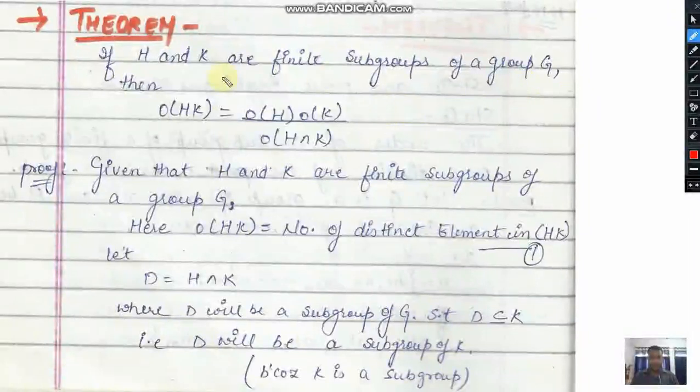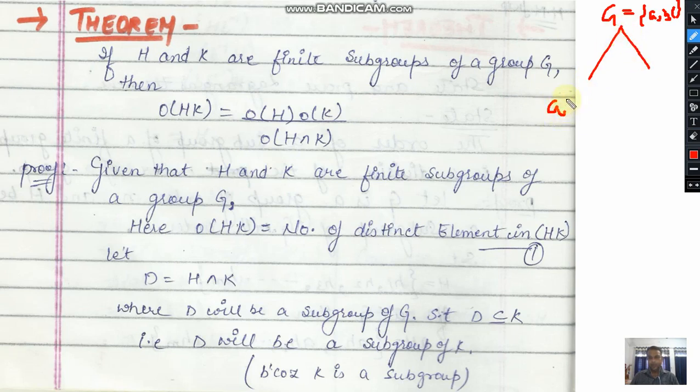Yesterday we were discussing this theorem. In this theorem it is stated that G is a group. Let us suppose this G has some elements, say A, B and C. There are three elements. And this G has two subgroups. Let us suppose the first subgroup is H, having two elements A, B.